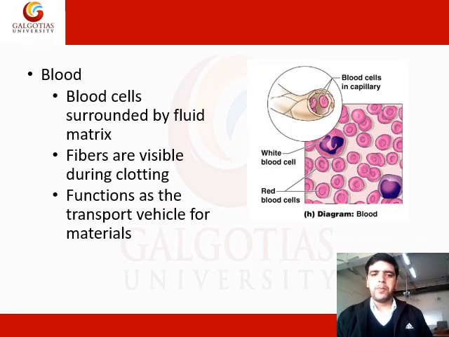Next is blood. Blood is also a type of connective tissue. Basically, the blood cells are surrounded by a fluid matrix, so it is the liquid component and it is the most commonly found liquid connective tissue in the body. The fibers are visible during clotting. When some kind of hemorrhage is happening and blood needs to clot, then only can we visualize the fibers. Otherwise, it will be seen as a dense liquid. Its function is to act as the transport vehicle for materials within the body.